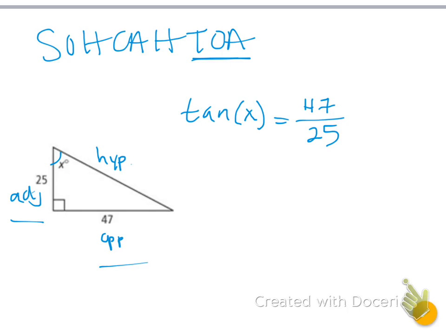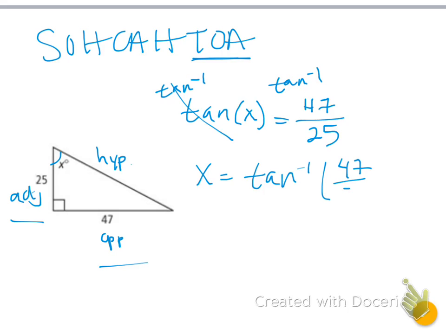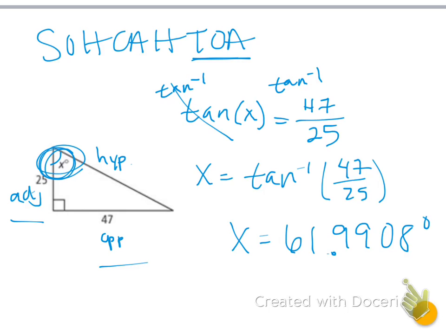I can't just divide by tangent to get rid of it because that x is sitting inside of it. To get rid of tangent, we can do the inverse tangent. Whenever you're trying to solve for an angle, you're probably going to use the inverse to cancel this out. So x equals the inverse tangent of 47 over 25. I type in the calculator with that little inverse sign, 47 divided by 25. So my x is going to equal 61.9908 degrees, because I'm trying to find an angle, so label it with degrees.